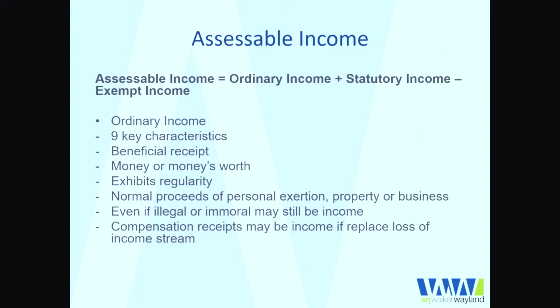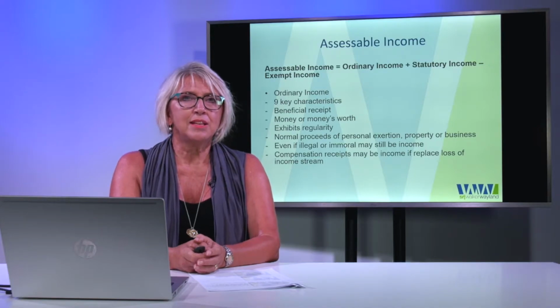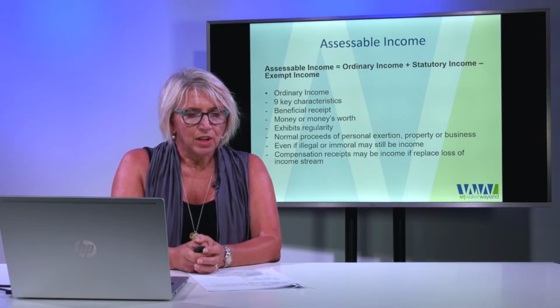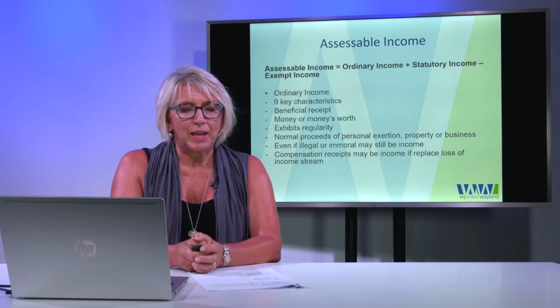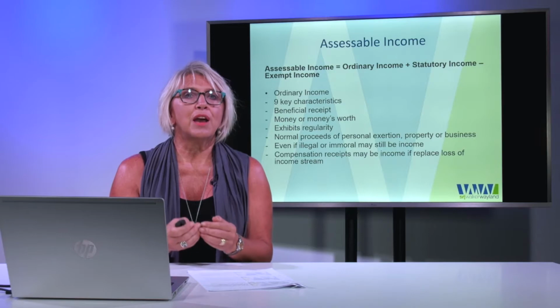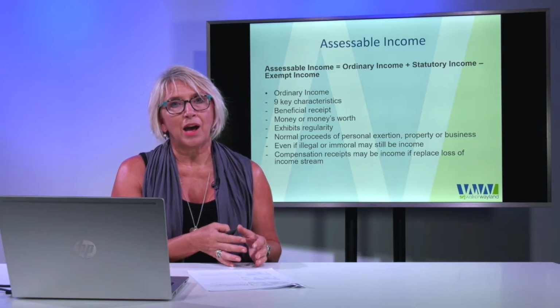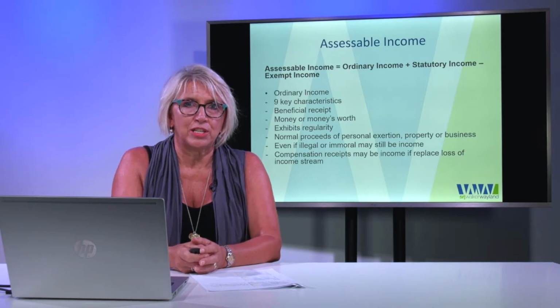The first component in this is looking at our ordinary income, and there are 9 key characteristics that make up ordinary income. And the key things that the tax office looks at when determining if something is classified as ordinary income and therefore part of your assessable income are things like beneficial receipt. That means you need to be in control of the income that you're receiving. You don't have to physically have received it. However, as long as it's dealt with on your behalf, it is classified as being beneficially received.